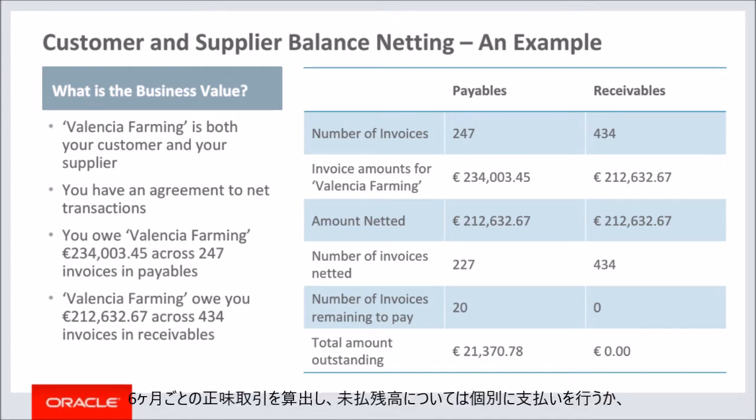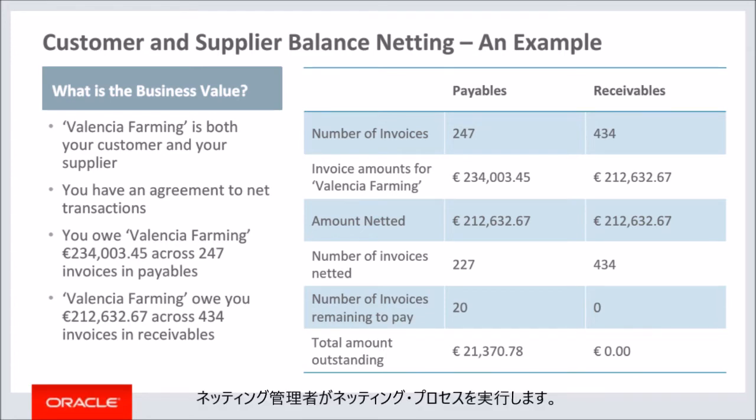Instead of all 681 transactions being paid separately, you have set up an agreement with Valencia Farming to net transactions every 6 months, with any outstanding balance to be paid separately as a one-off payment or to be netted in a future netting settlement. Your netting manager runs the netting process. Since the total that you owe them is more than the total that they owe you, all of the receivables transactions are marked as paid by netting. You are also able to mark 227 payables invoices as netted, since they total the same amount on the receivables side.